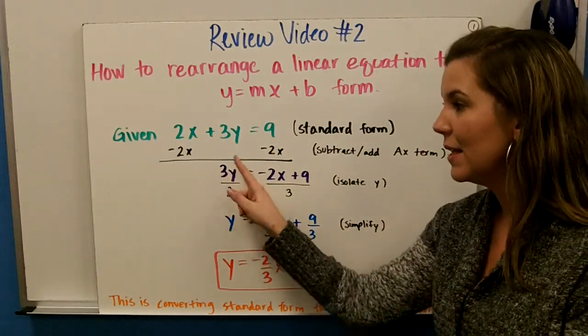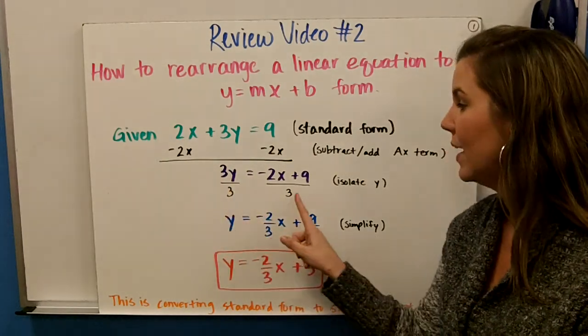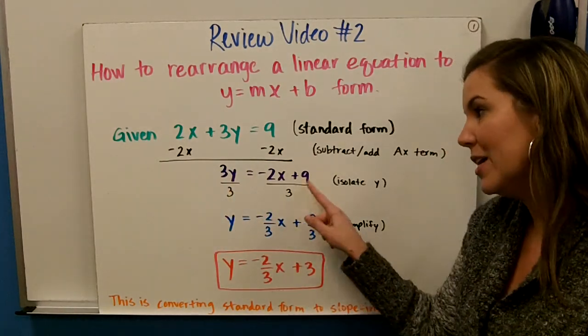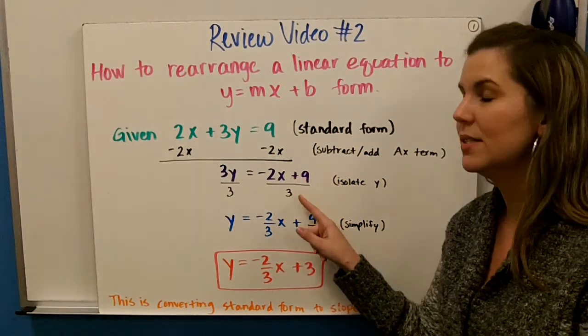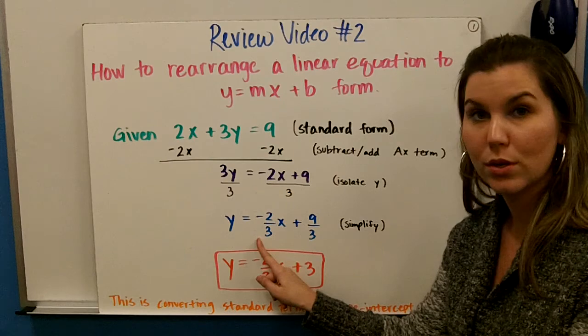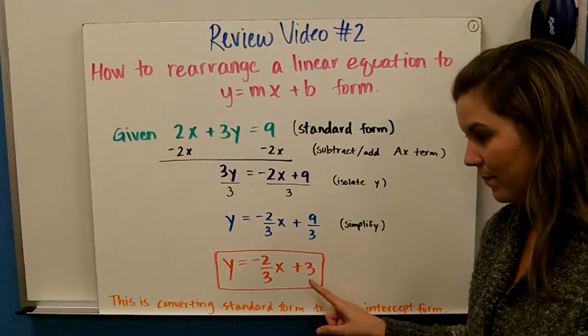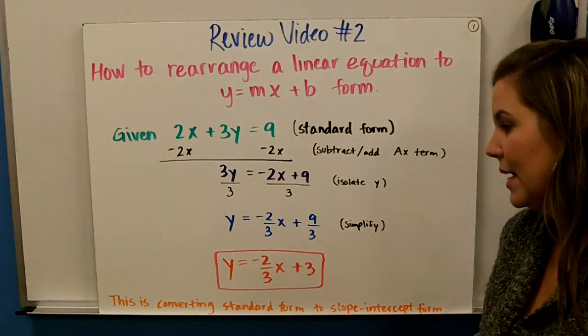I'm going to isolate y. This is 3 times y, so I'm going to do the opposite, which is divide both sides by 3. Now, each of these terms on the right side gets divided by 3. So, negative 2 divided by 3 is negative 2/3, and 9 divided by 3 is 3. So I can simplify it in my last step.